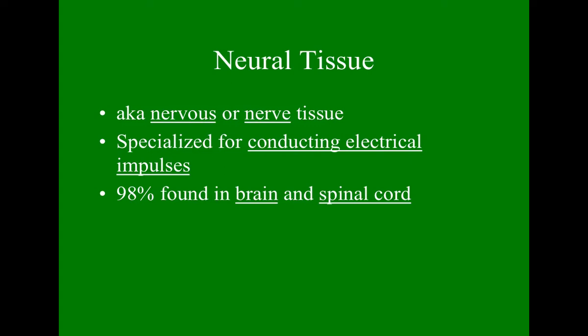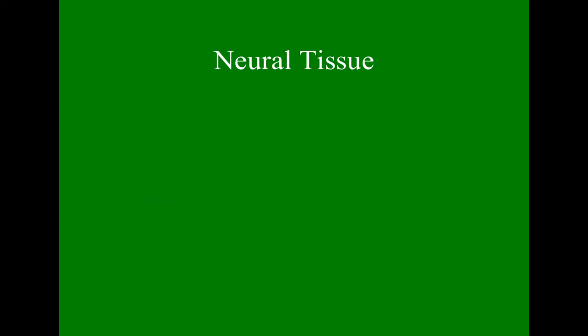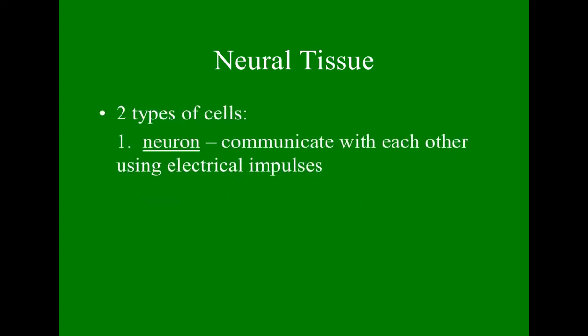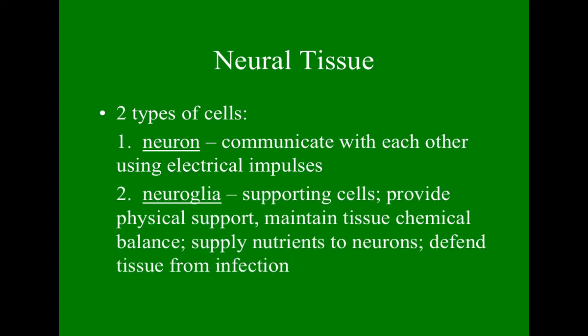Within neural tissue, and we will get more specific on this when we get to the nervous system, we do have two types of cells. One is a neuron, and these are the types of cells that communicate with each other using the electrical impulses. And then we also have the neuroglia, which are the supporting cells. Basically, neurons have lost the ability to take care of themselves, so these supporting cells actually do that for them.